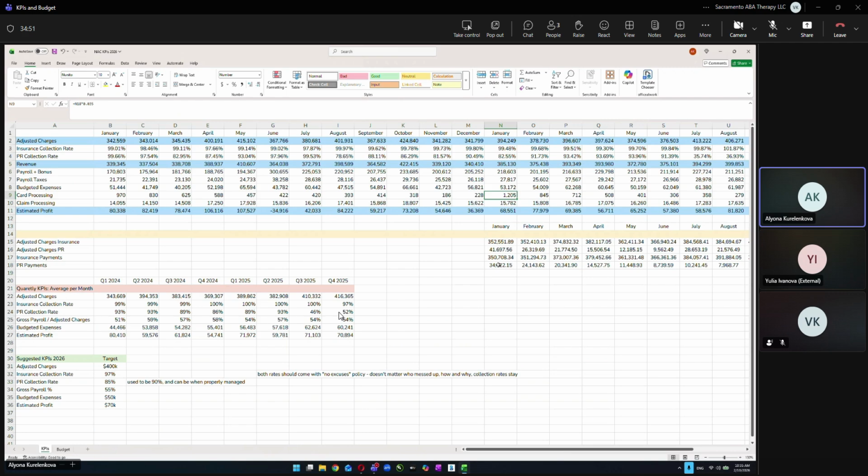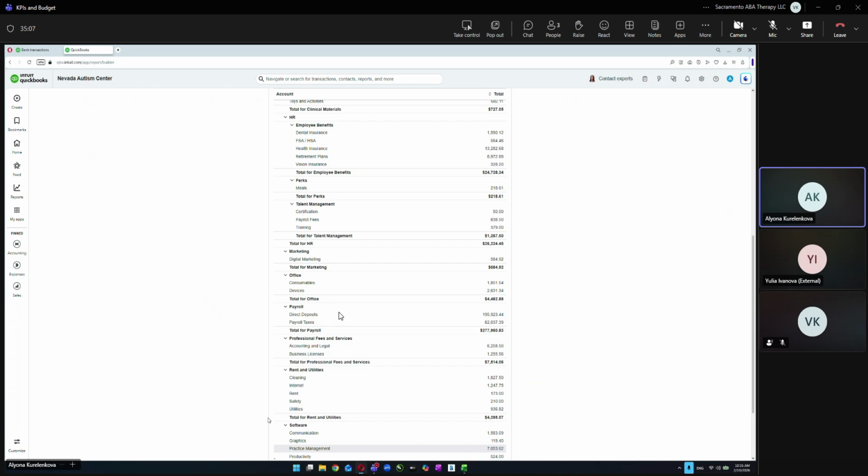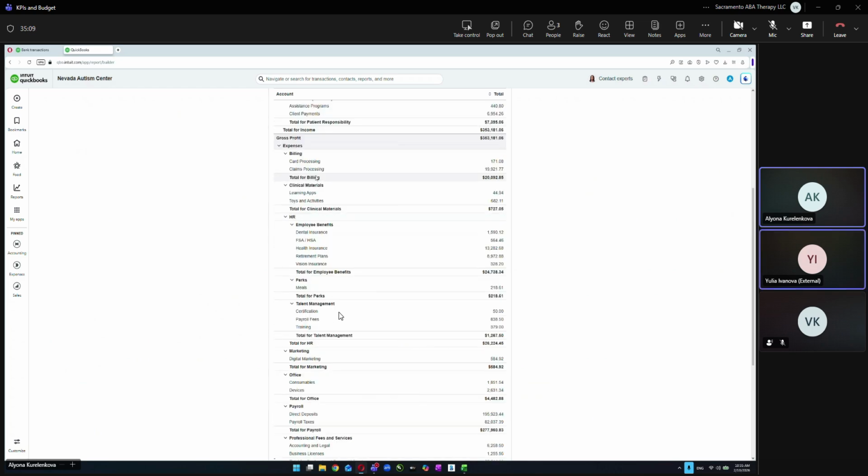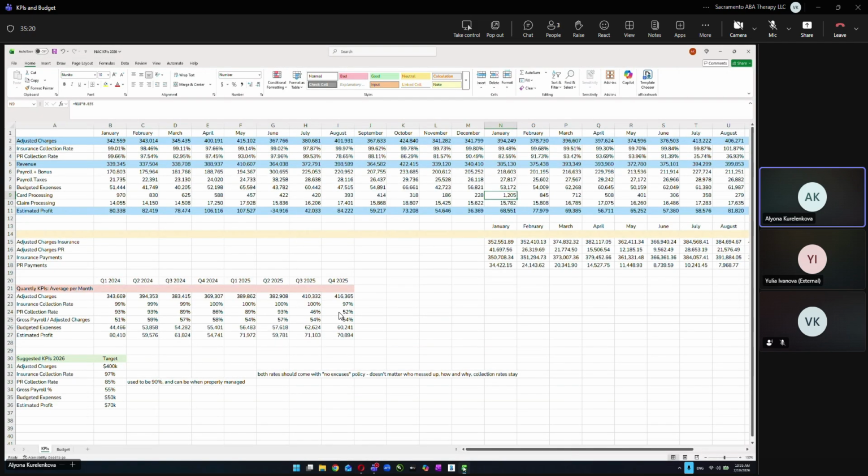I know that we got patient responsibility payments of 34,000. And I know that our card is charging us 3.5%. So I multiply 34 by 3.5, I get this number, and I swap the number I have here on the billing for card processing with that number. And I swap the number I have here for claims processing with the same calculation for the insurance. It's just 4.5%.